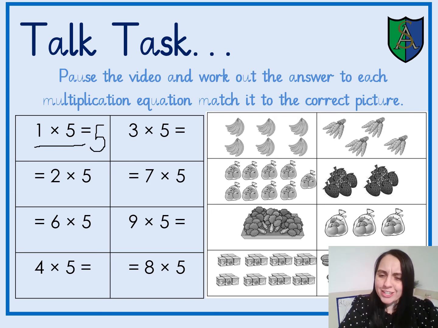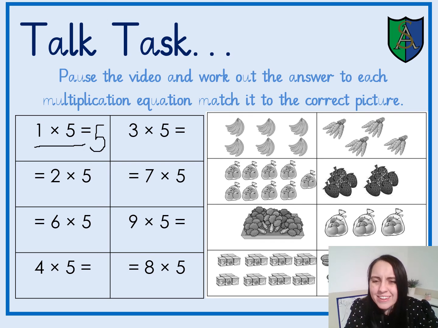Now, we're not finished here because we now need to think about which picture has 5 in it. Which one of these pictures shows 5? Is it these bunches of bananas up here? No, because I know that's 1, 2, 3, 4, 5, 6 groups of 5 bananas. That's not right. What about the carrots? Is that showing 5? No, that's got too many carrots in each group. Which one of these pictures do you think matches the number 5?